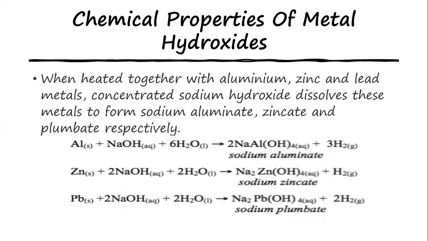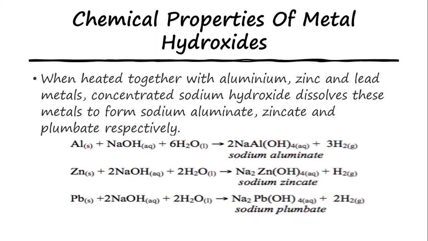As you can see in the reaction, take an example. The first one, aluminium plus sodium hydroxide plus water leads to sodium aluminate plus hydrogen gas. The same goes for zinc plus sodium hydroxide plus water, which leads to sodium zincate plus hydrogen gas. The same goes for lead plus sodium hydroxide plus water, which leads to sodium plumbate plus hydrogen gas.